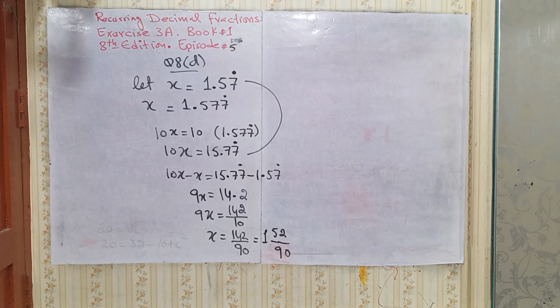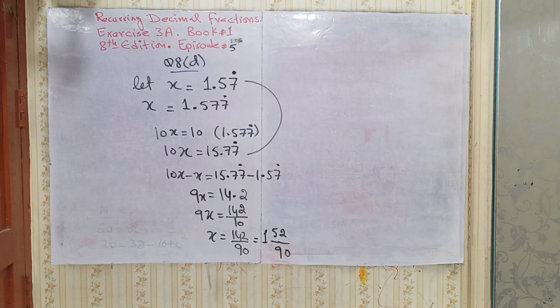We are doing exercise 3A, and this is our fifth episode on this exercise from book number 1. This is the 8th edition, and the name of the book is Think New Syllabus Mathematics 8th edition, book 1. This book is published by the Oxford University Press, and this book is their property. The questions are also their intellectual property.